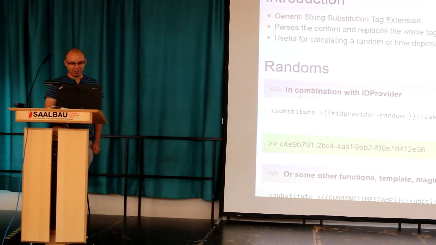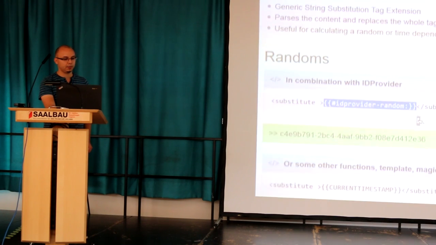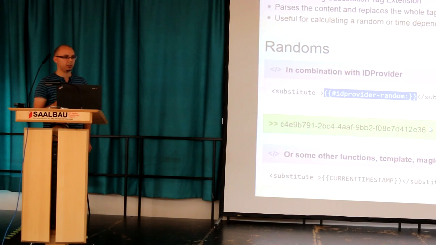So the next extension is called Substitutor. I think it's a really weird extension. It's for generic string substitution. Basically, it's a tag, like you see here. And it takes the content of the tag, evaluates it through the parser, and stores it as plain text in that wiki page. So you can calculate one string once and keep it forever at that state.